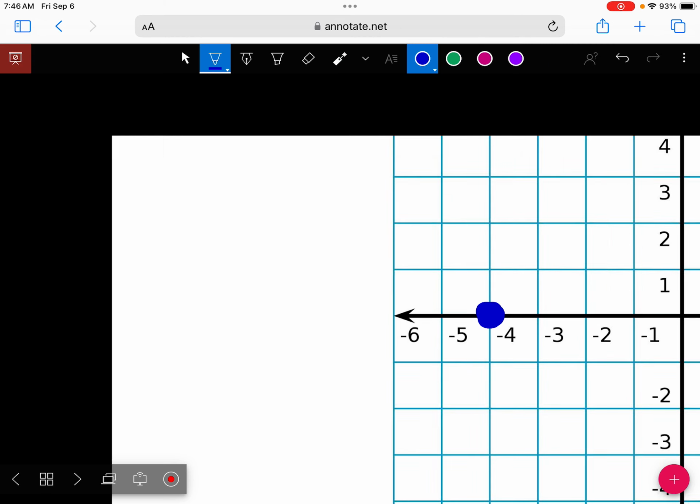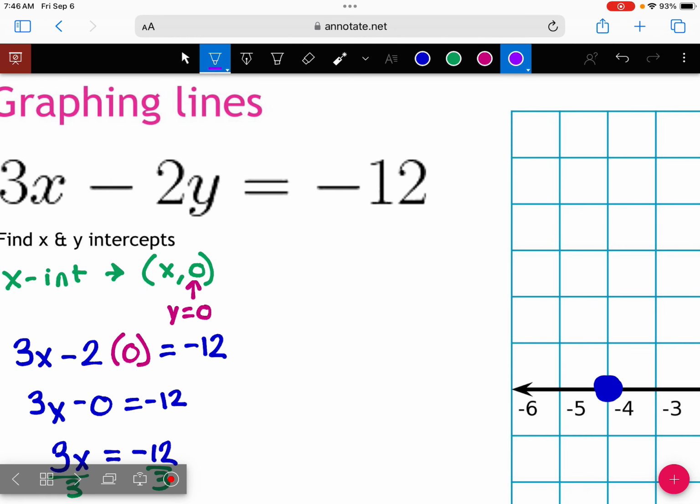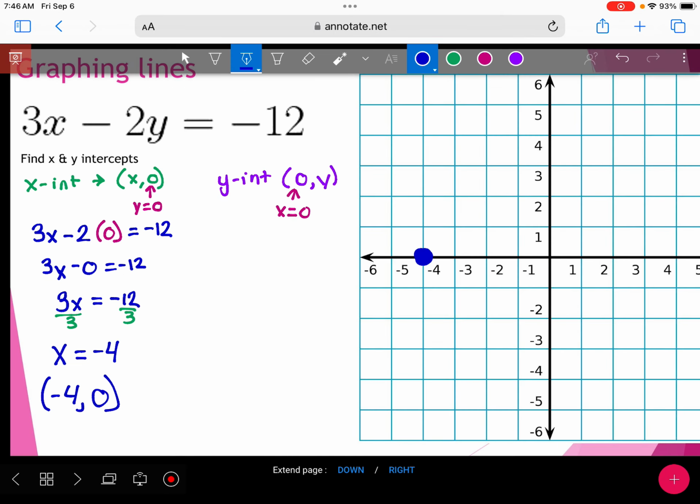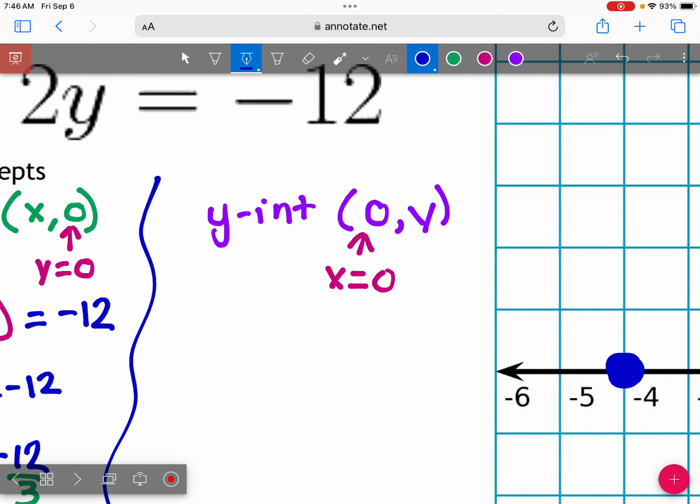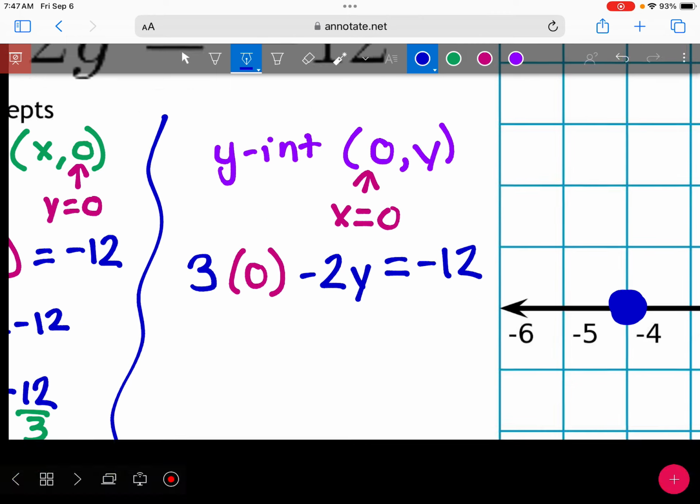We need our y-intercept as well, which is the very similar vibe. But this time, whoa, wrong pen. To get my y-intercept, which is going to be the point 0, comma, y, we substitute in our 0 for the x. So we're going to have 3 times 0 minus 2y equals negative 12. So what's 3 times 0? 0. So 0 minus 2y.